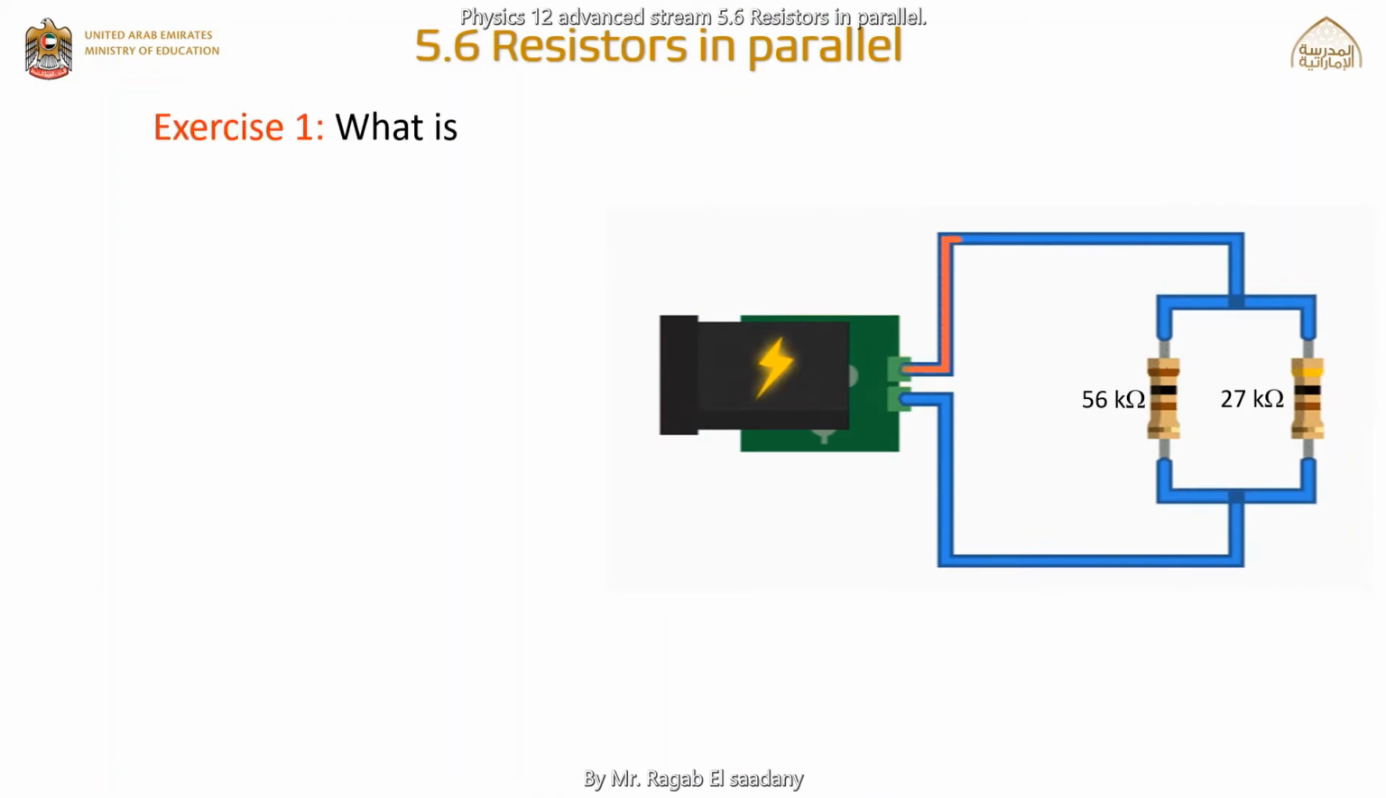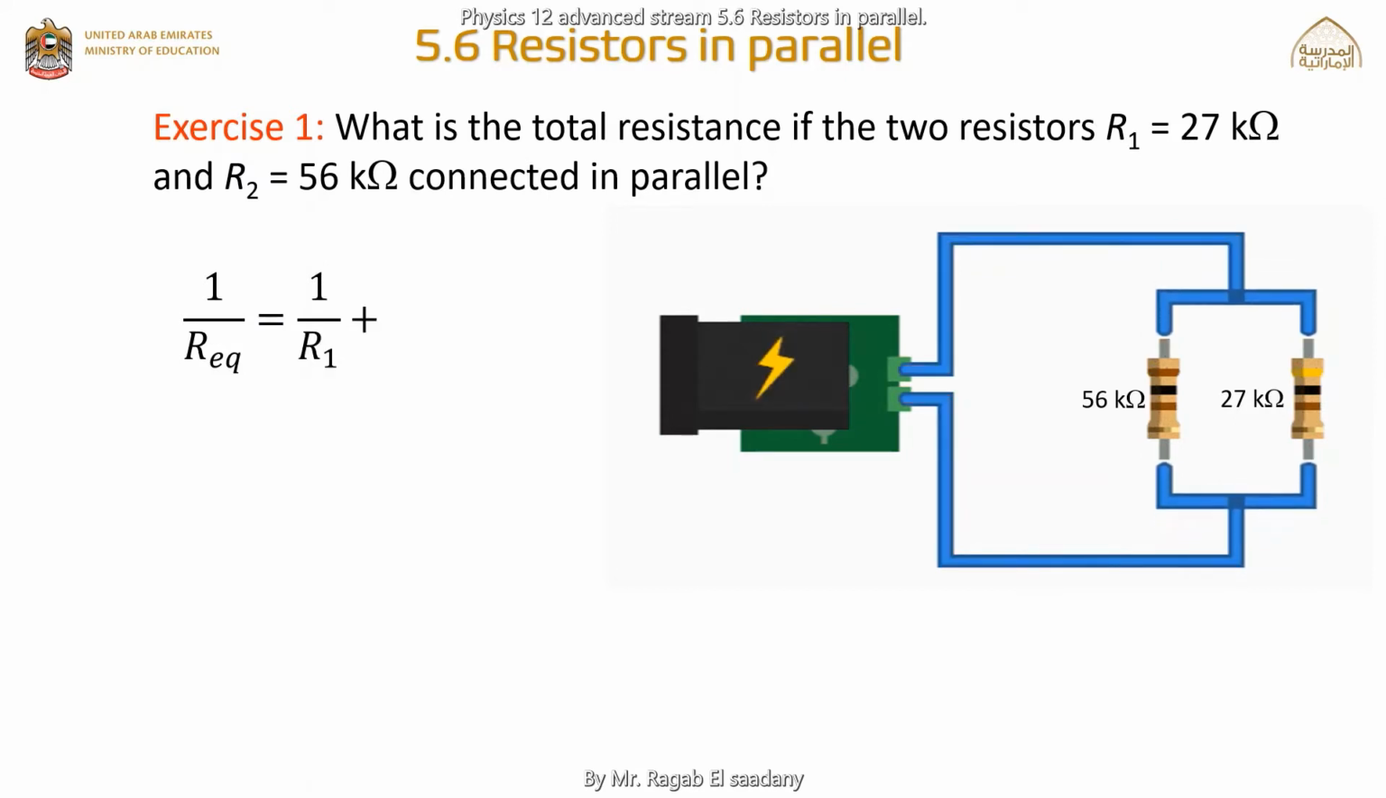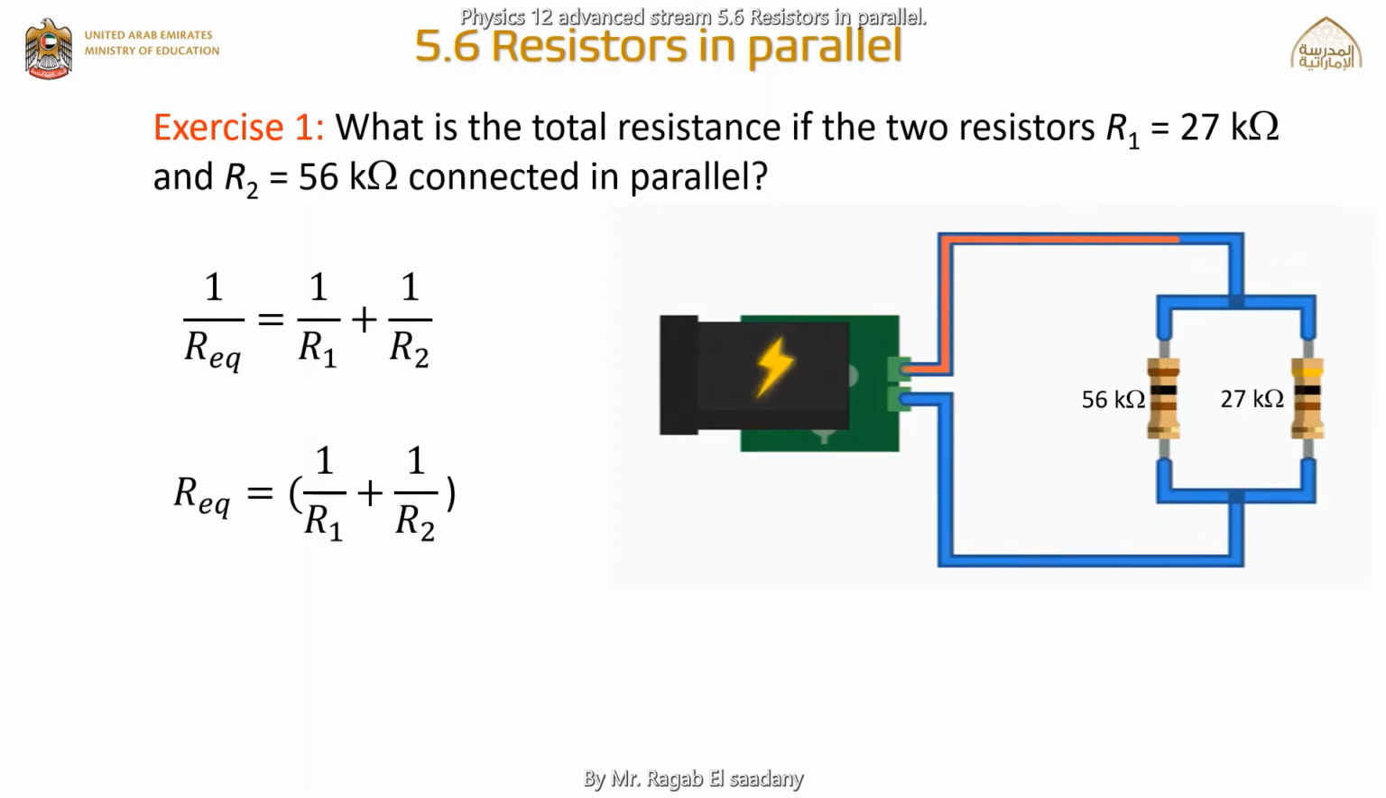Exercise 1. What is the total resistance? If the two resistors R1 equal 27 kilo ohms and R2 equal 56 kilo ohms are connected in parallel, 1 over Req equal 1 over R1 plus 1 over R2. Then Req equal 1 over R1 plus 1 over R2, all to the power minus 1. Then Req equal 1 over 27 plus 1 over 56, to the power minus 1, equal 18 kilo ohms.